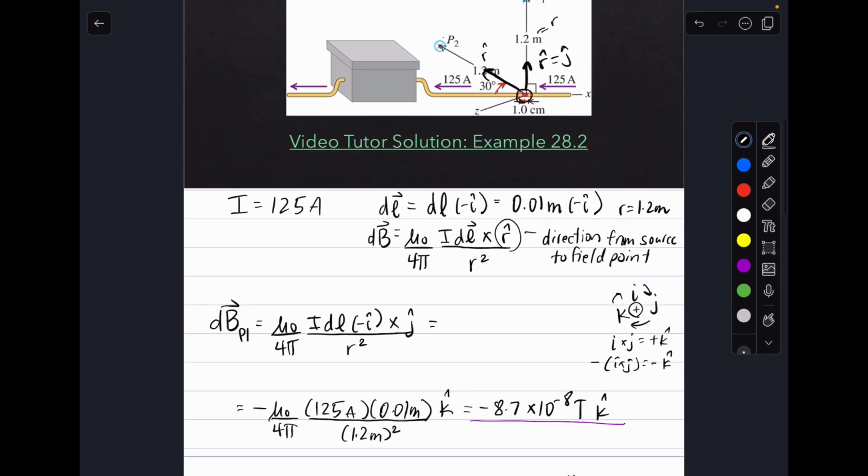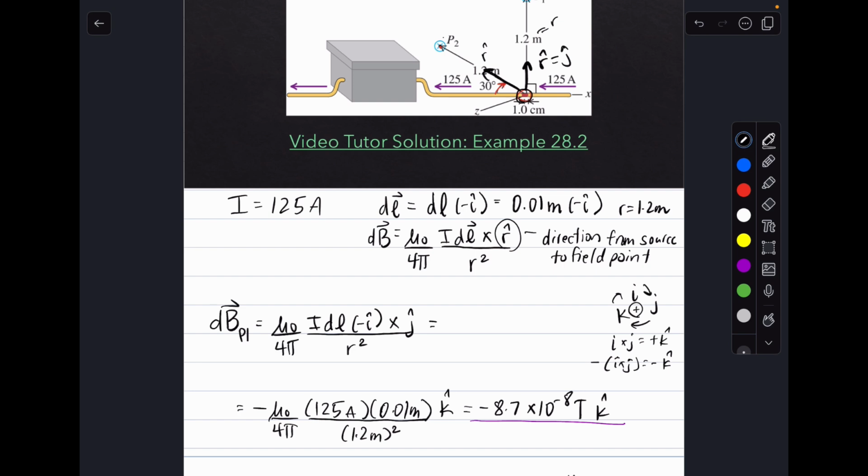Oh, looks like I have it written here from previous, right? So let's plug everything in. I already have it written down here nicely. So our mu naught over 4 pi, our I is 125, our dl is 0.01. The result of negative i cross j is negative k. Here's the negative. And then it's divided all by 1.2 squared, right? Where r is 1.2. That was given to us. r is the distance from the source to the field point.